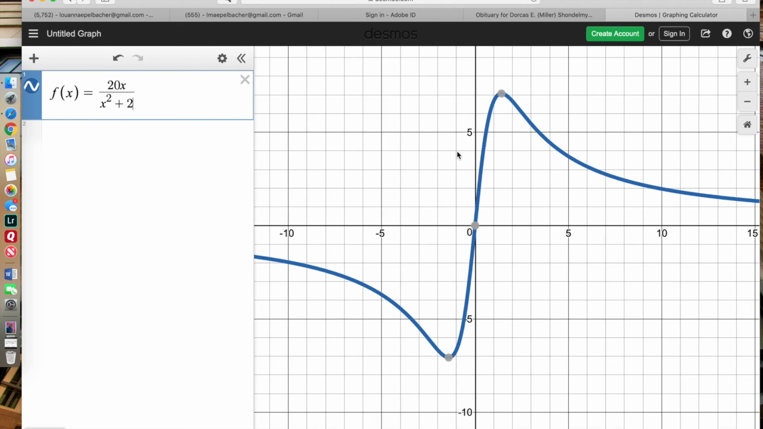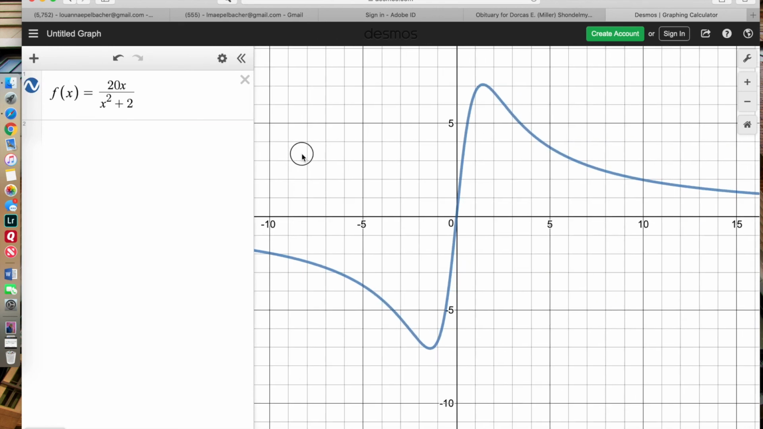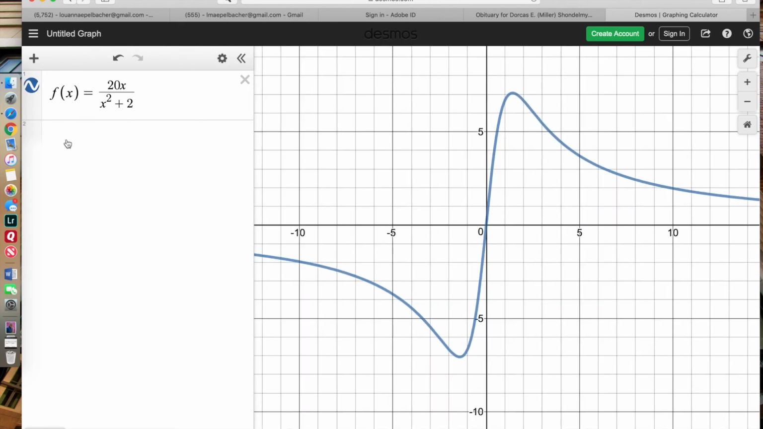So let's zoom out just a little bit. That's an odd-shaped graph. Remember that rational functions act irrationally. That was a joke. Haha.